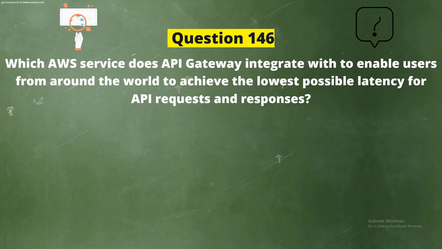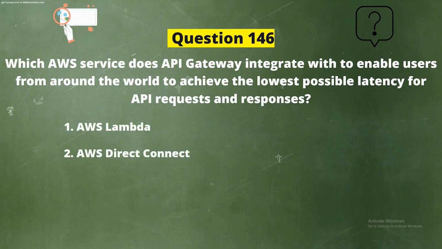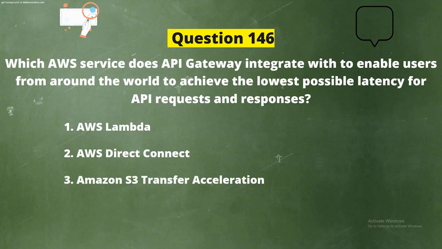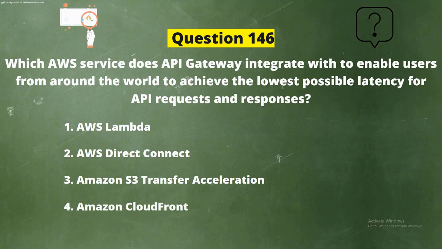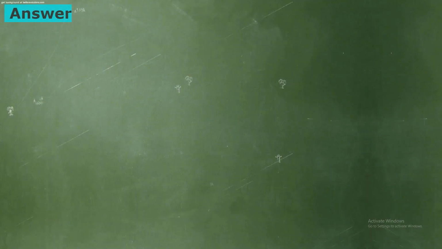Next question. Which AWS service does API Gateway integrate with to enable users from around the world to achieve the lowest possible latency for API requests and responses? And the options are: Option 1. AWS Lambda. Option 2. AWS Direct Connect. Option 3. Amazon S3 Transfer Acceleration. Option 4. Amazon CloudFront. And the correct answer is Option 4.